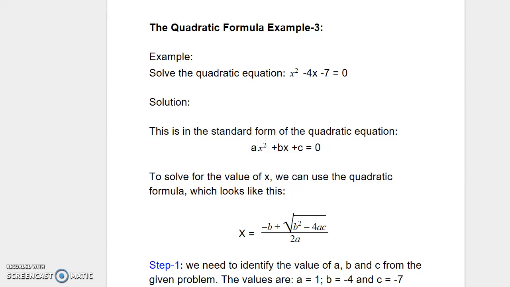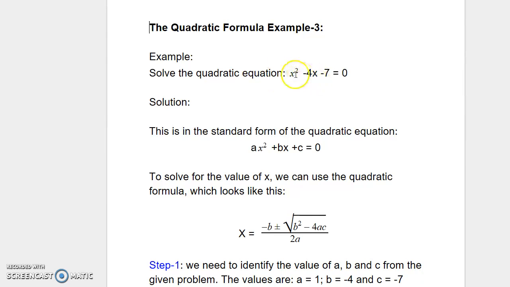In this presentation, we will be solving problems using the quadratic formula. Let's look at an example. Let's say we have a quadratic equation of the form x squared minus 4x minus 7 is equal to 0. We want to solve this using the quadratic formula.